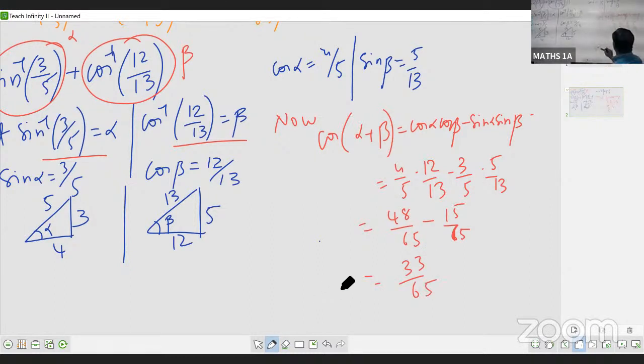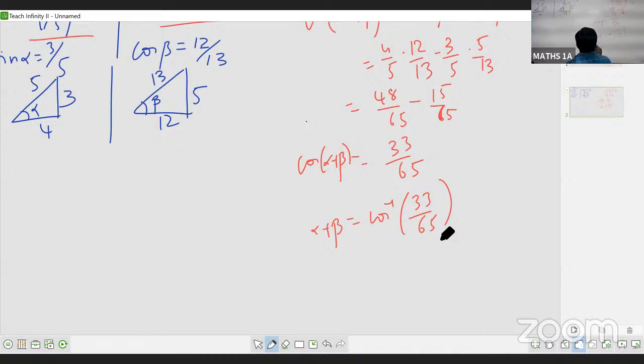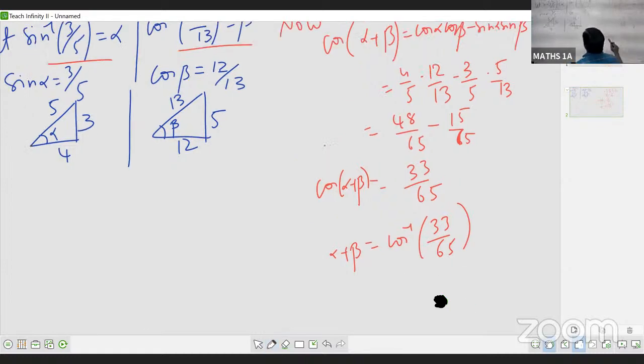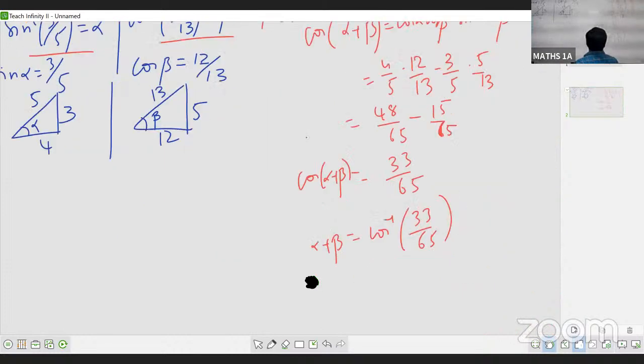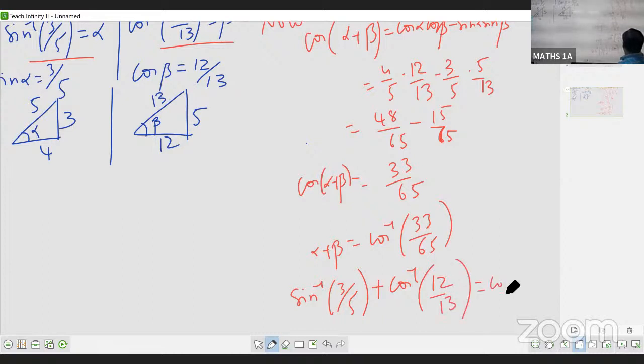65. What is this? Cos of alpha plus beta. Now alpha plus beta is equal to cos inverse of 33 by 65. What is alpha? Alpha I considered what? Alpha is sin inverse of 3 by 5, correct? So that is sin inverse of 3 by 5 plus cos inverse of 12 by 13 is equal to cos inverse of 33 by 65. This is what you are going to do. Is it clear? Right.